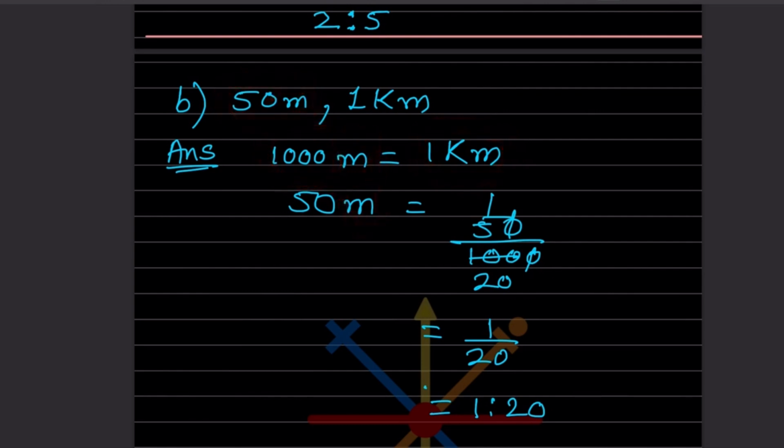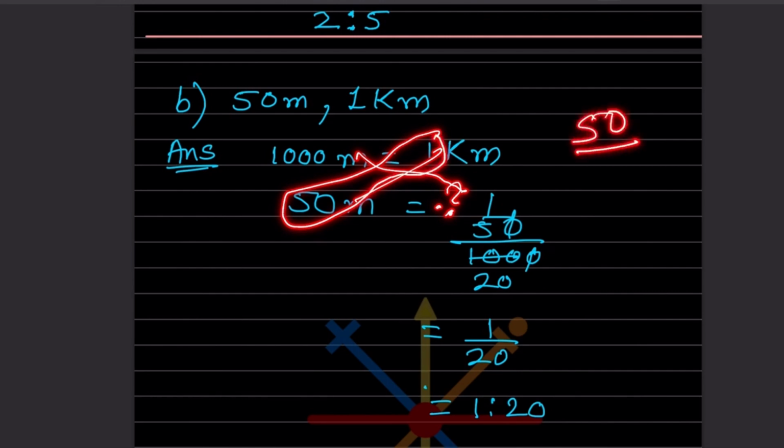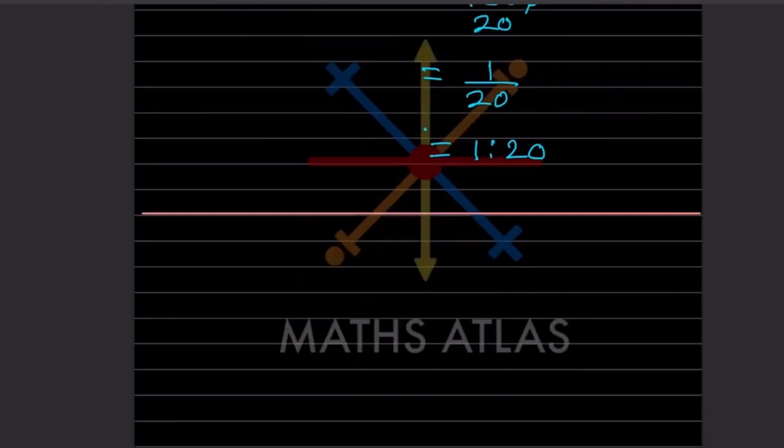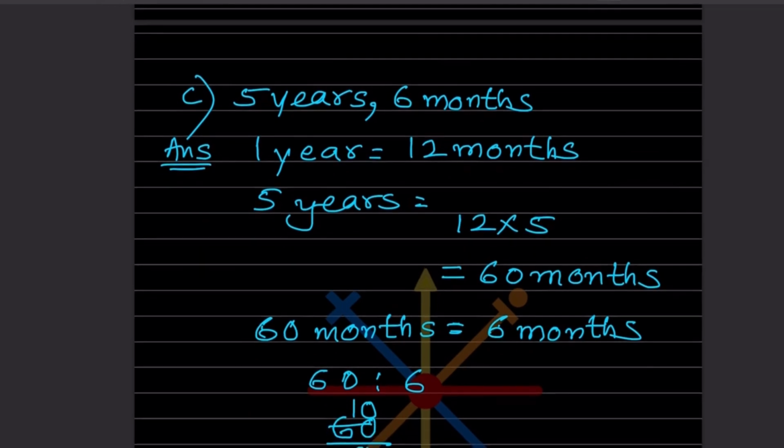So again, we are going to cross multiply. We don't know how much kilometer that is. So two numbers means 50 into 1, that is going to be 50. So you write it in the numerator. And here there is only one number on this line, so 1000 will go in the denominator. It's the same as what we have written over here. Now here this zero and this zero go off. So 5 ones are 5, 5 twenties are 100. So that is 1 by 20, which is nothing but 1:20.